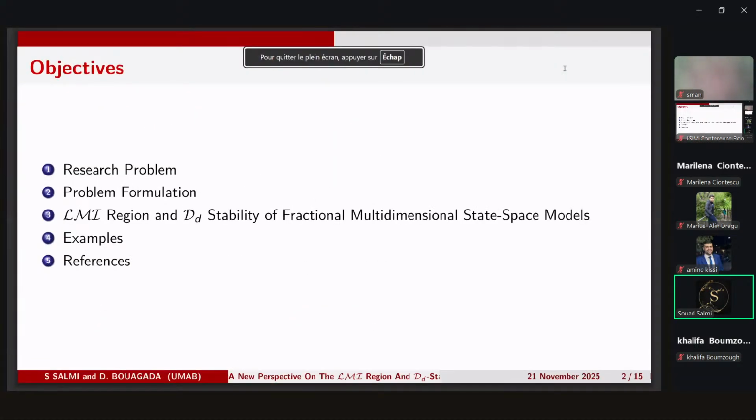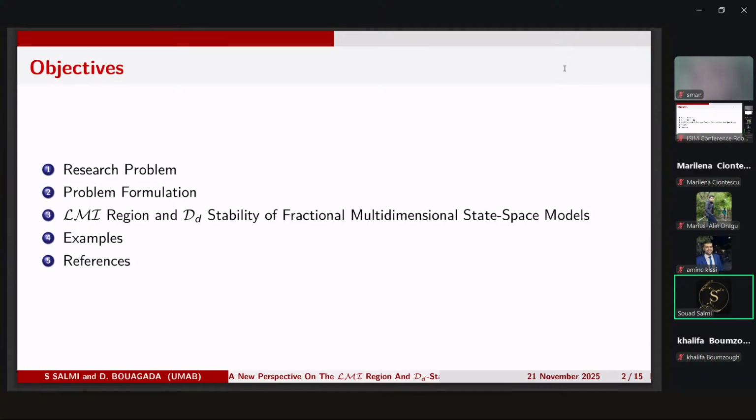To give you a clear roadmap of this presentation, I will now outline our main objectives. First, I will define the spatial research problem we are addressing. Second, I will present the precise mathematical formulation of this problem. Then I will introduce our novel approach using LMI region and data stability analysis. This will be followed by numerical examples, and finally I will conclude with some key references.